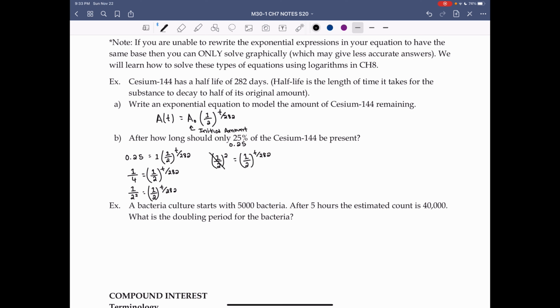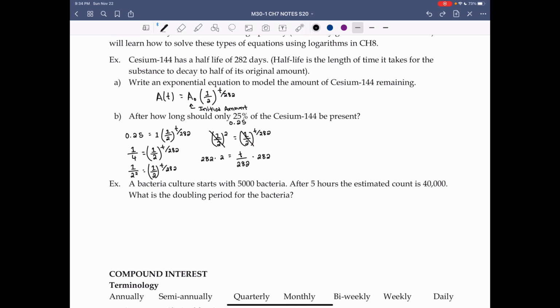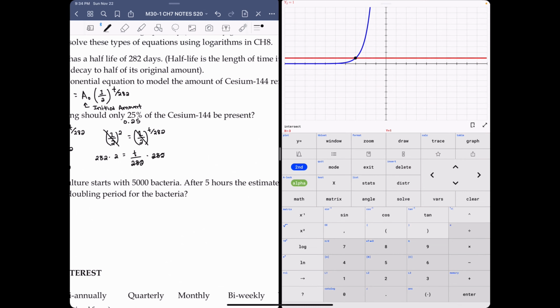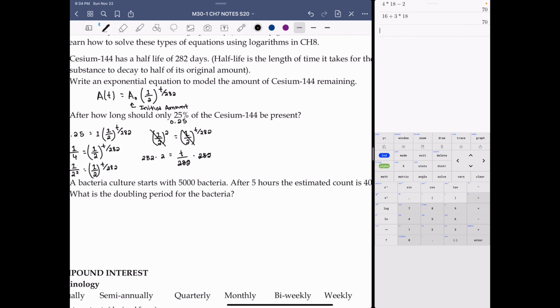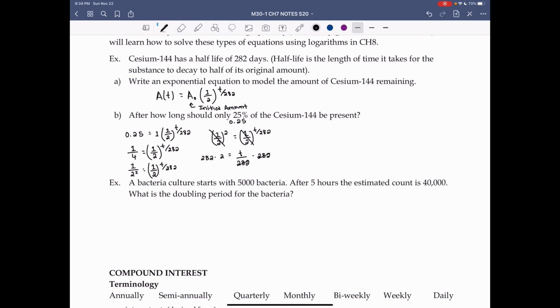Now I can ignore the bases and just focus on the exponents. We have 2 equals t over 282. Multiply both sides by 282. 282 divides out on the right side, on the left side we have 282 times 2 gives us 564. So t equals 564. And that is days.